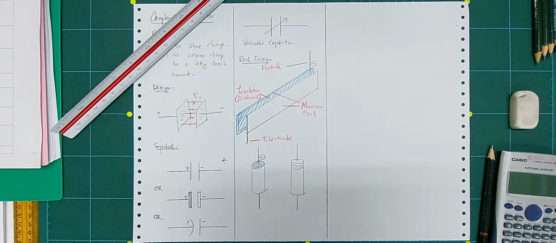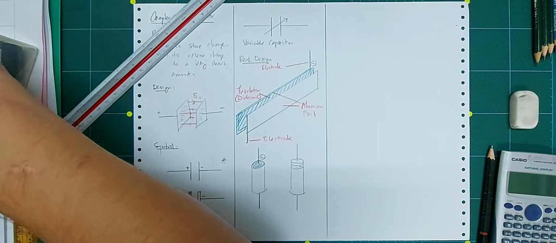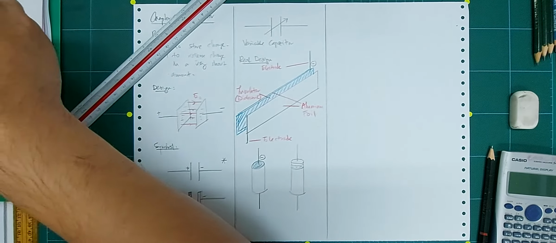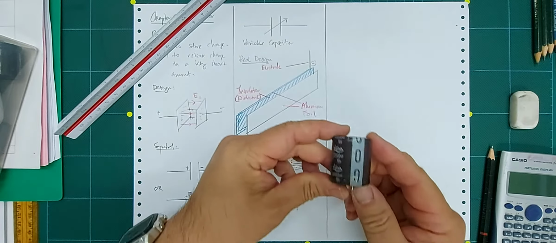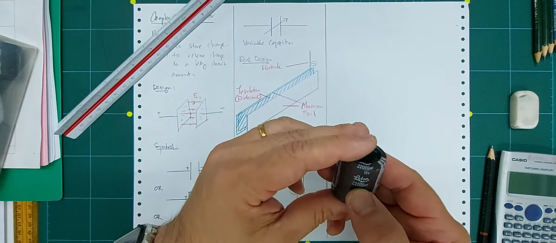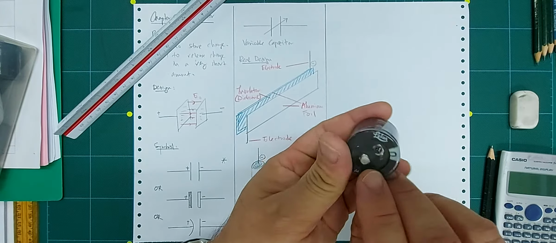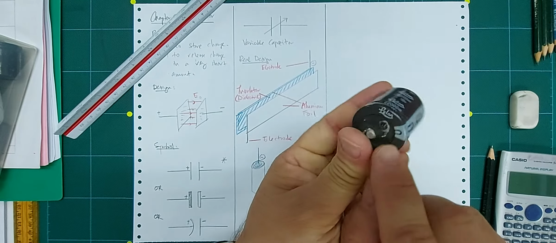I have a few capacitors here. Let me find out first. Okay, I have some examples of capacitor. They might look different. Okay, so for example, this is one of the capacitors. This is 16 volt, 22,000 microfarad. This is huge. And you see that? This is a negative terminal. How do I know? Because it shows here, this one is negative terminal.